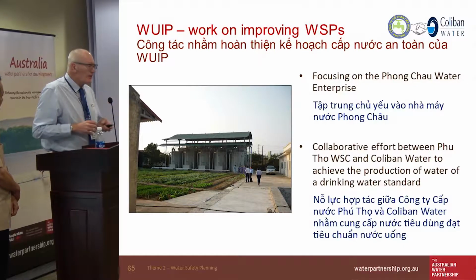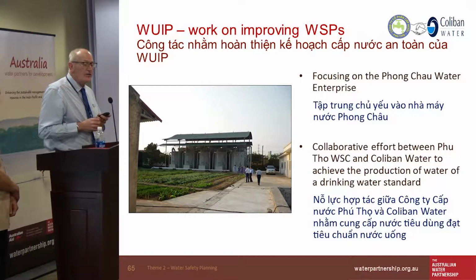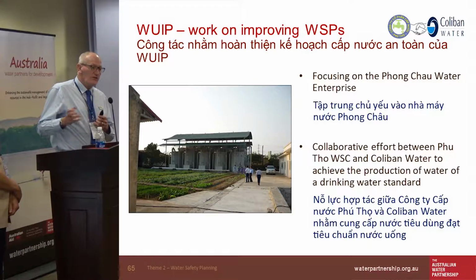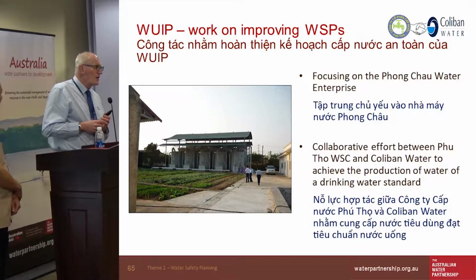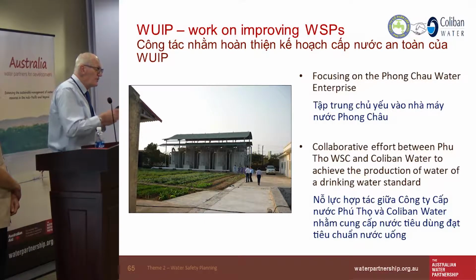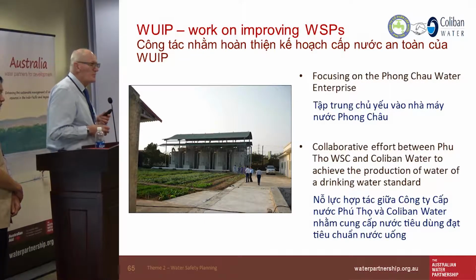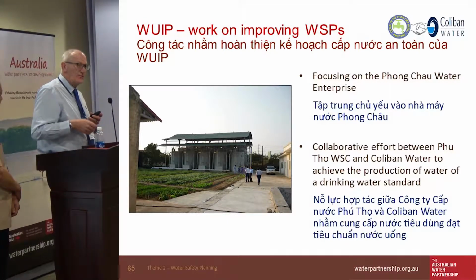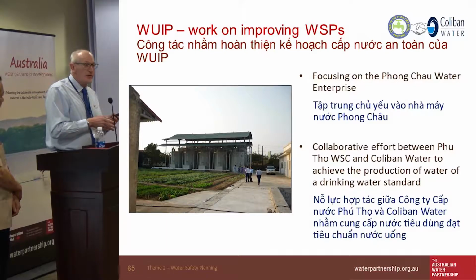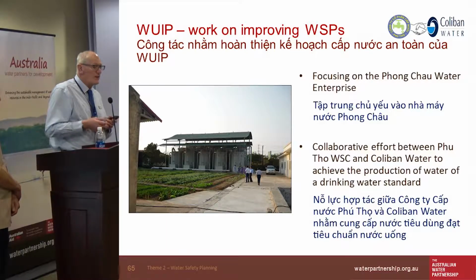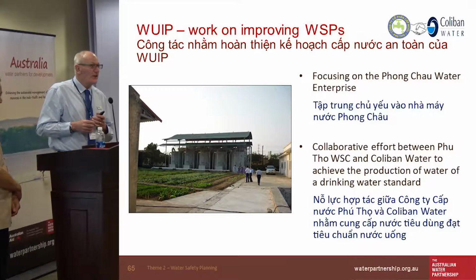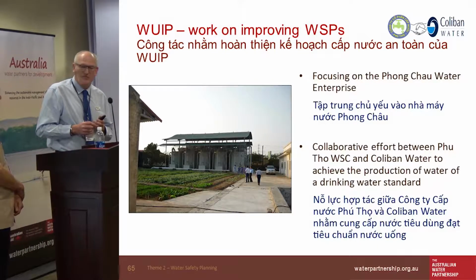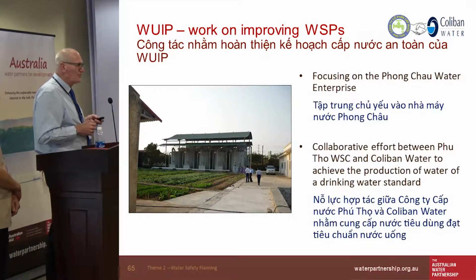At the moment we're going to focus on the Fung Chau Water Enterprise, and what we'd like to do, in a collaborative effort with Food Tool Water Supply Company and hopefully various ministries in Vietnam, is get to a point where we can achieve the production of water of a drinking water standard from this treatment plant, and hopefully be able to go back to Food Tool's customers and say that they can drink the water at their homes. And if we can achieve that, that'll be a fantastic outcome. And again, we're working very closely with Food Tool on that.